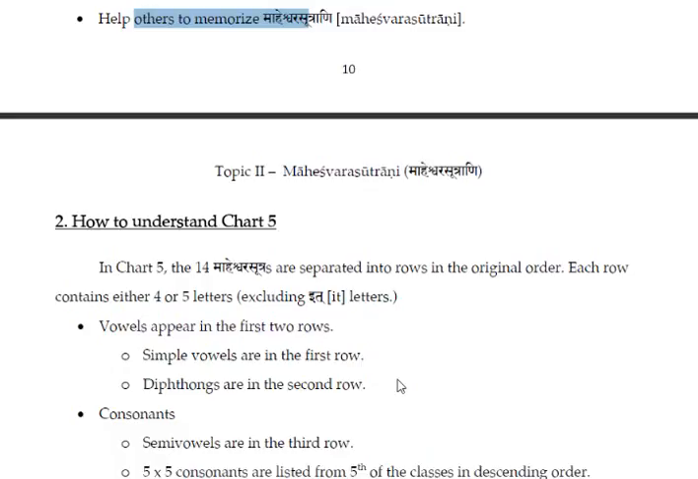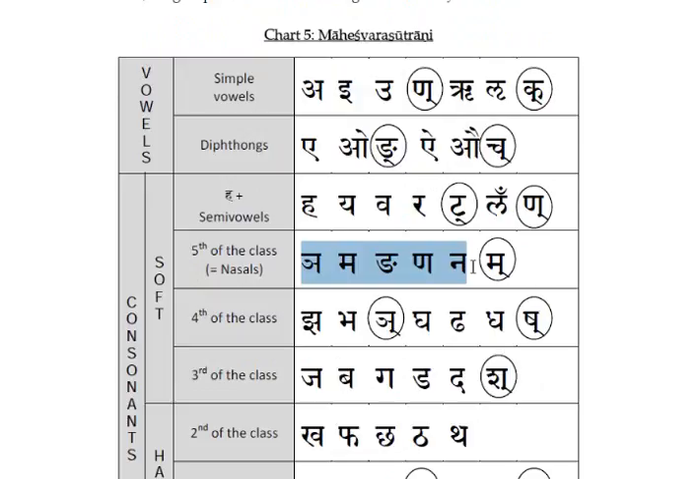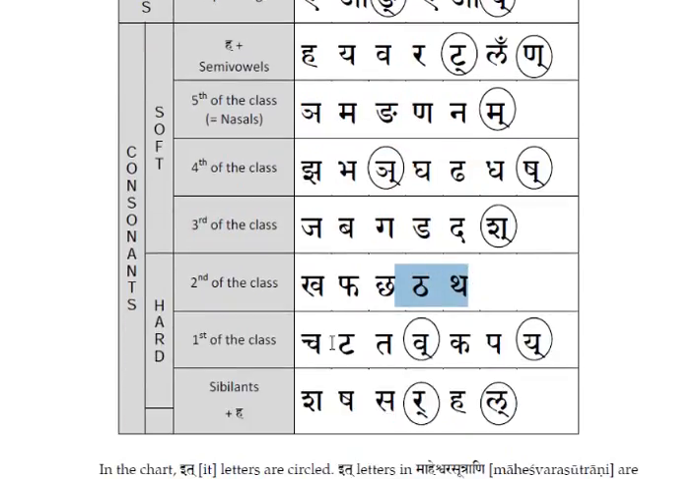In chart 5, the 40 māheśvarasūtras are separated into rows in the original order. Each row consists of either four or five letters, excluding it letters. See, 1, 2, 3, 4, 5. The first row contains five letters. The second row, 1, 2, 3, 4. And the third row, 5. Fourth row, 5. Next, 5, 5, 5, 5, and the last row, 4.